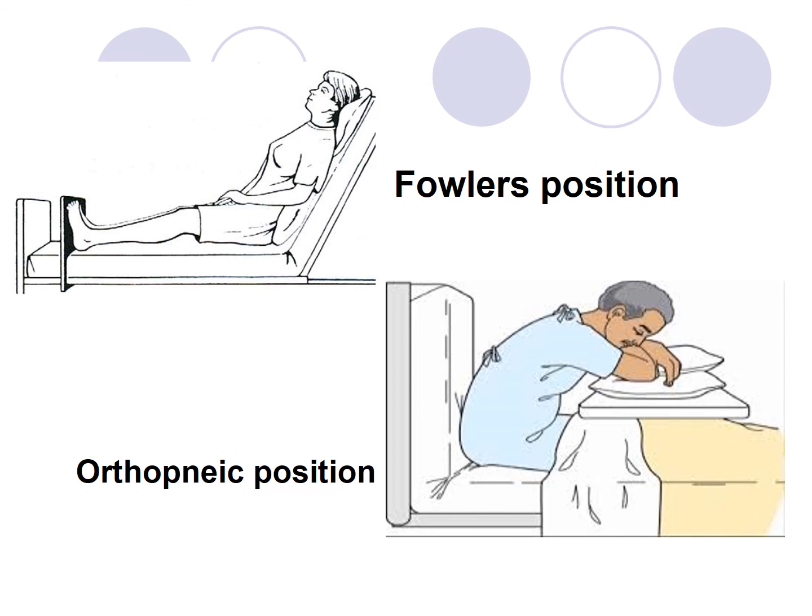So this is the Fowler position. In Fowler position, the client is lying in bed and his back makes 45 degrees with the bed. The orthopneic position, in this case, the patient is sitting and leaning forward over a bed table that will support him.